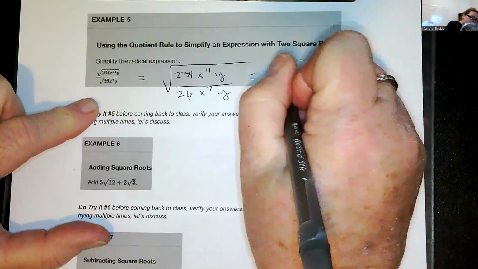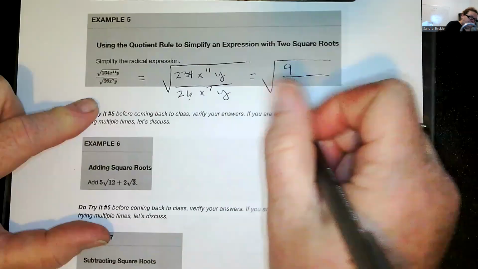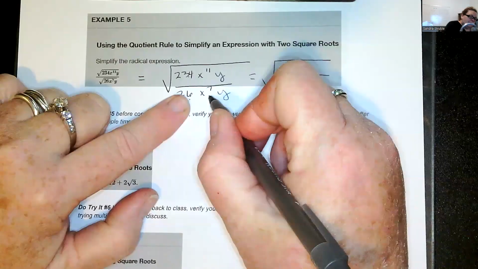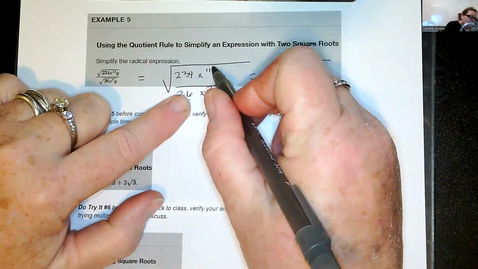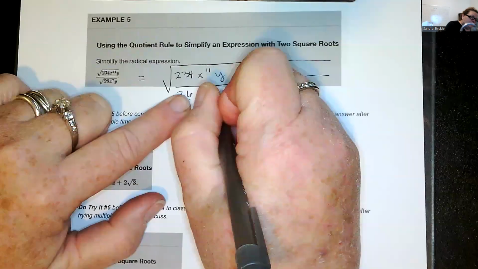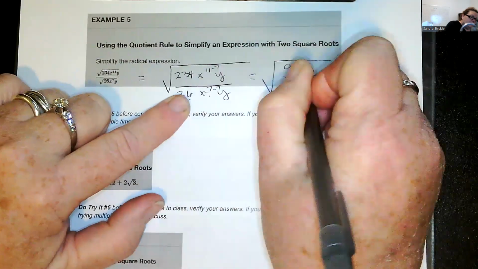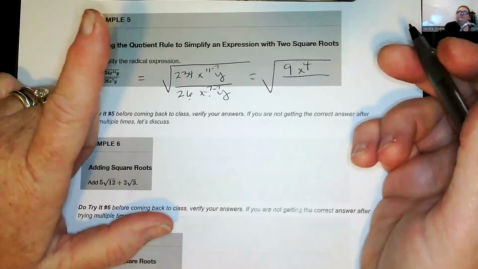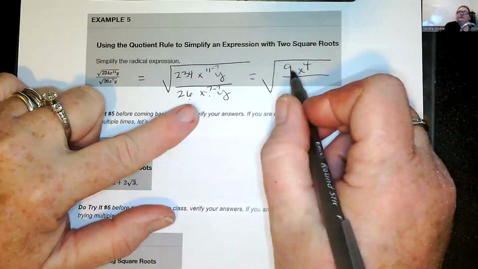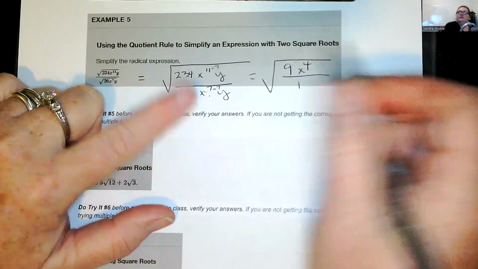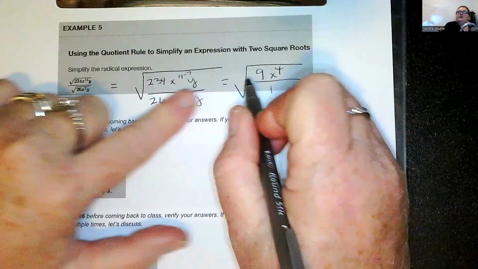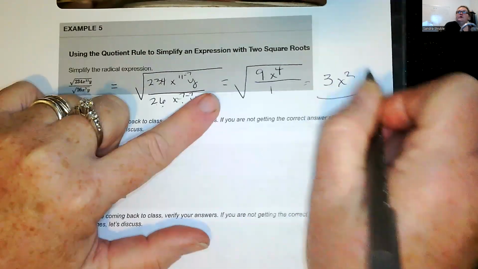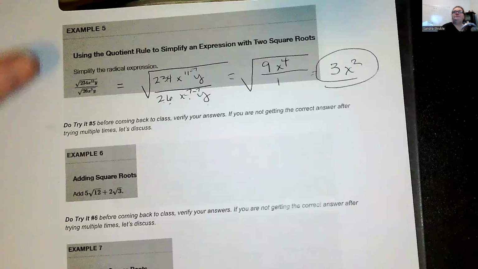234 divided by 26 is 9, and that becomes a 1. x to the 11th divided by x to the 7th, we can just subtract 7 from 11. So that's x to the 4th. And then the y's, y divided by y is just 1. So we're left with the square root of 9x to the 4th. There's just nothing in the denominator. Square root of 9 is 3. Square root of x to the 4th is x squared. And that's our final answer from that one.